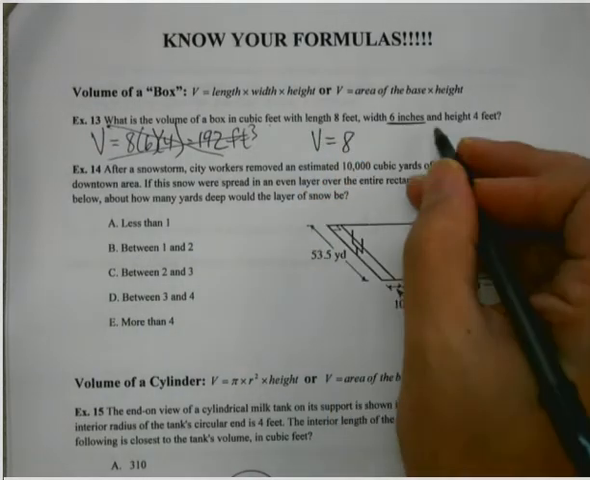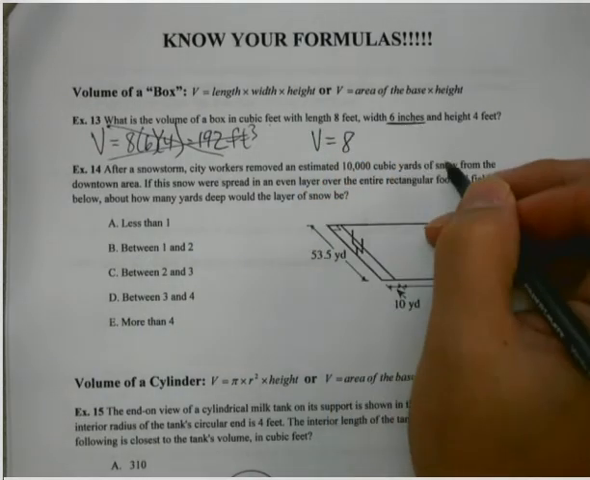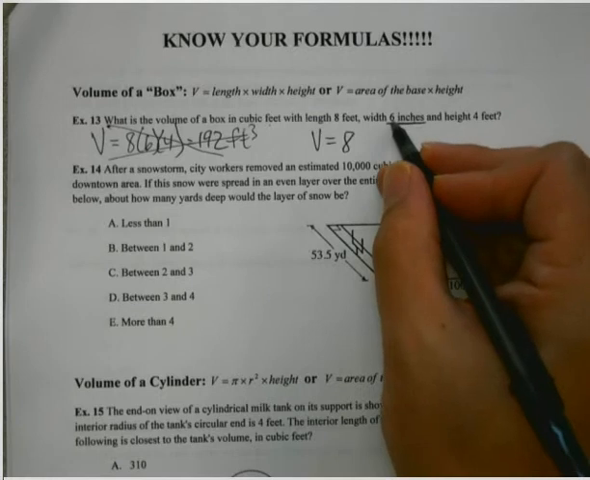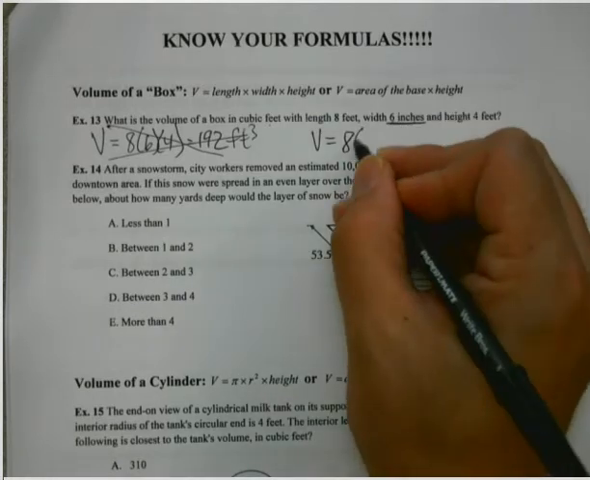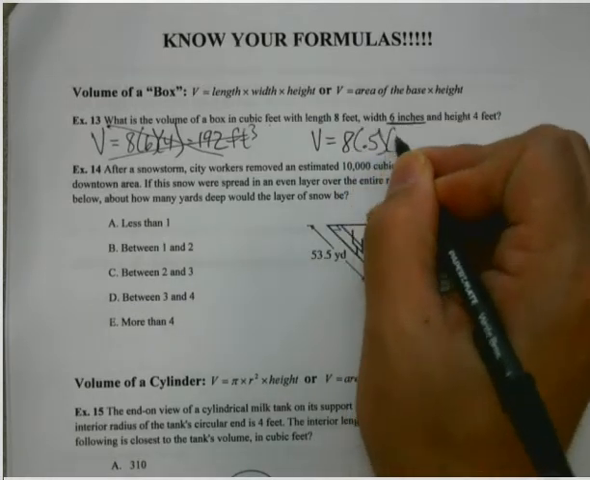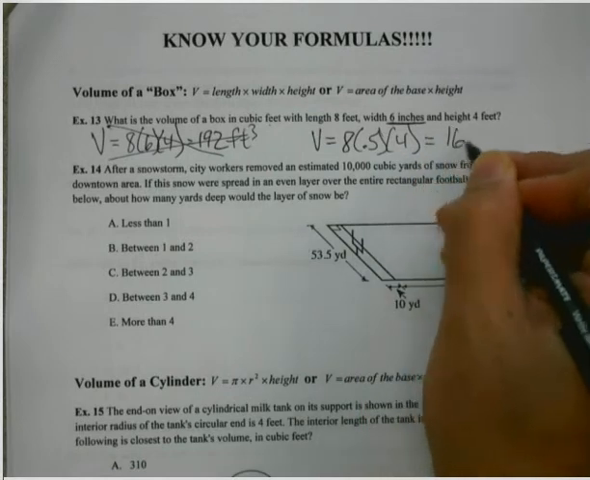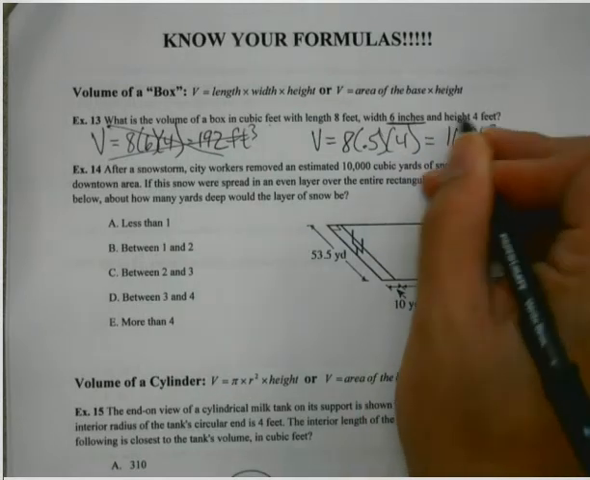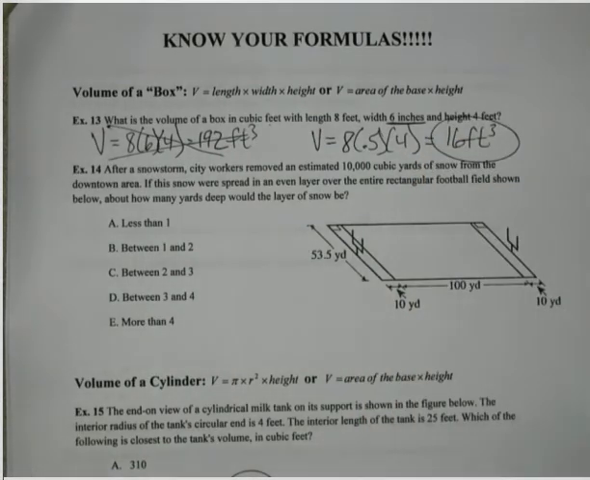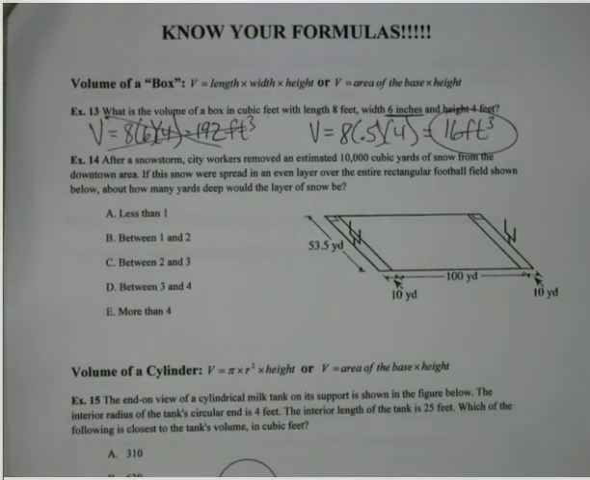8 feet. How many inches are there in a foot? Well, there's 12. So how much of a foot is 6 inches? Half, or 0.5, times 4. And that's what we're on the lookout for. So read carefully. If they change measurements, you have to make a conversion on that.